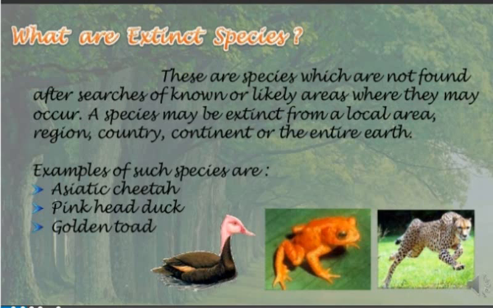What are extinct species? These are species which are not found after searches of known or likely areas where they may occur. A species may be extinct from a local area, region, country, continent, or the entire Earth. In this picture you can see examples of species: the Asiatic cheetah, pink-headed duck, and golden toad.